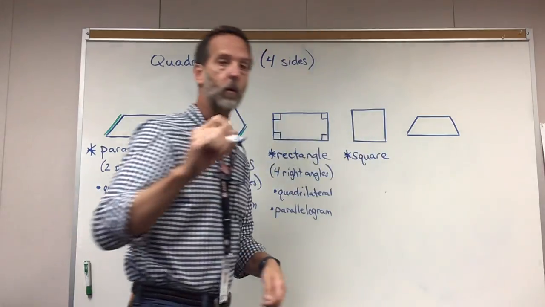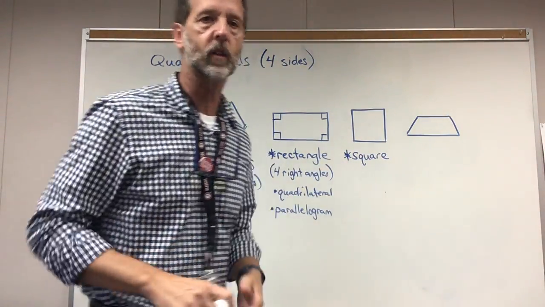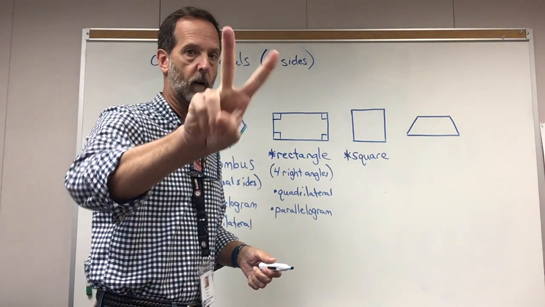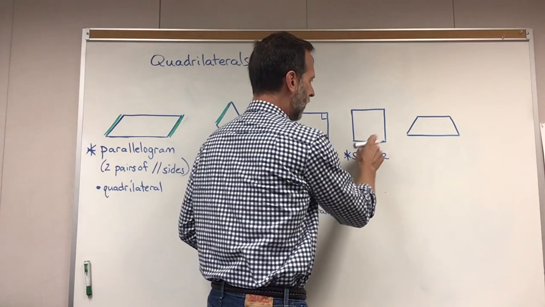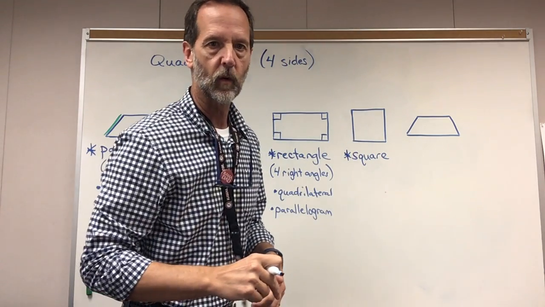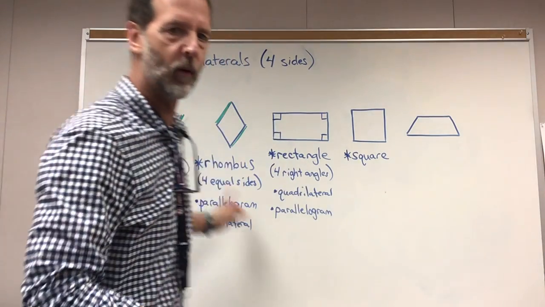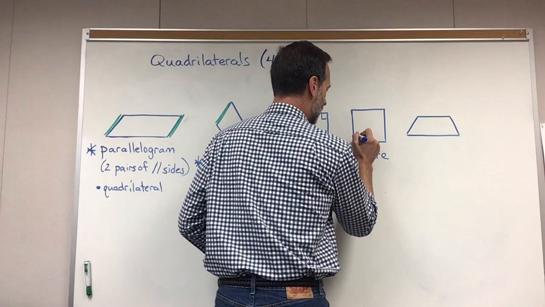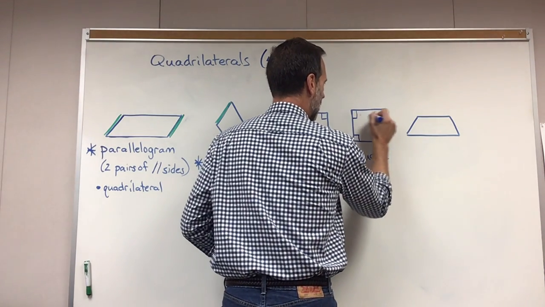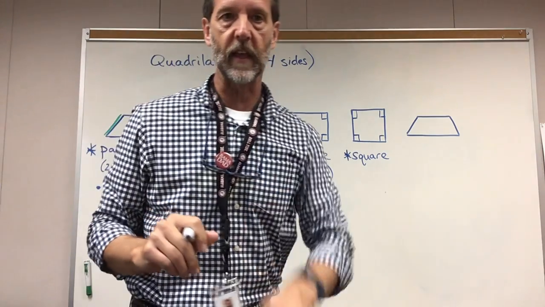But remember, today we want to go beyond just naming it. We want to tell why it's a square. What makes a square a square? Two rules to be a square. Two things have to be true. It must have 4 equal sides, okay? And I know what you're thinking. Wait a minute, if it has 4 equal sides, that makes it a rhombus. It does, okay? It also has to have 4 right angles. It has to have both of those things to be true.